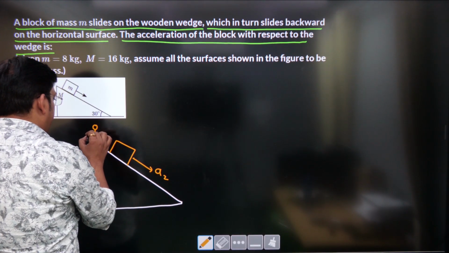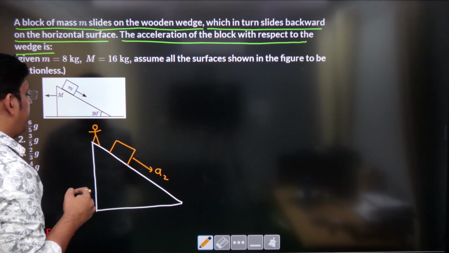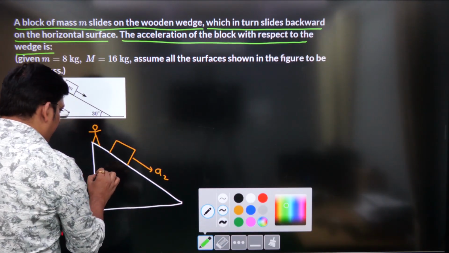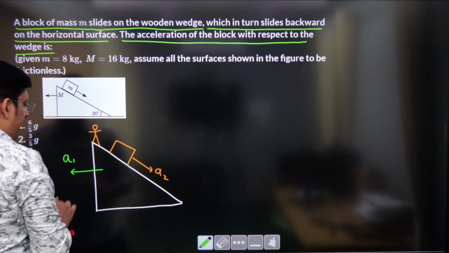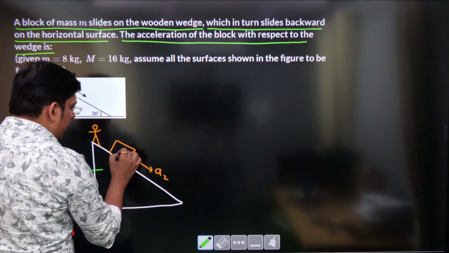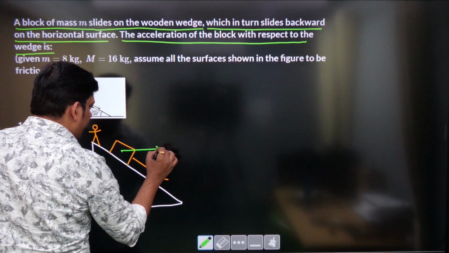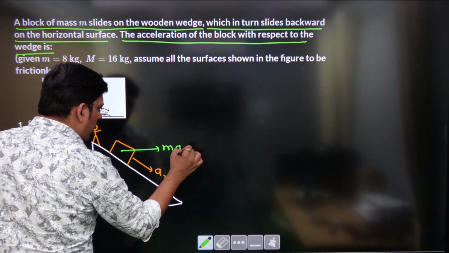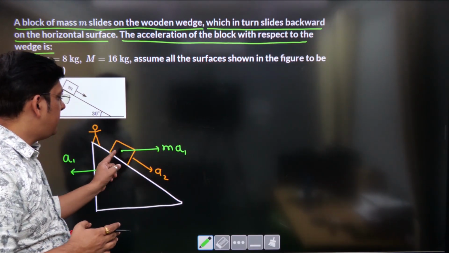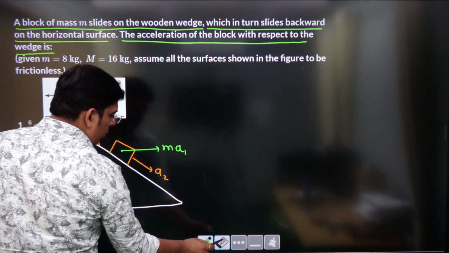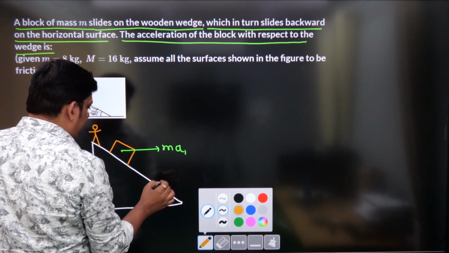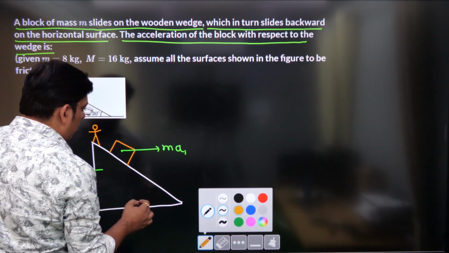And if you assume an observer on the wedge, and the wedge is moving with some acceleration a1 towards left, then this observer is a non-inertial observer and he would definitely apply some pseudo force on the block, which is equal to the mass of the block multiplied by the acceleration of the observer, opposite to the motion of the observer. So this is the pseudo force acting on the block. Obviously this block m is sliding down with some acceleration. Let us assume that to be a2.